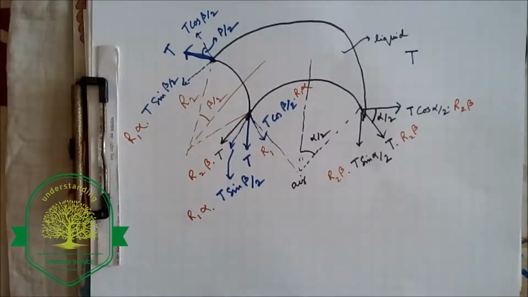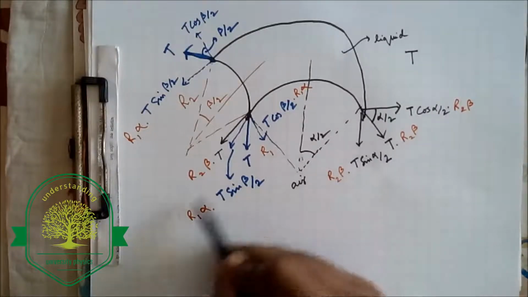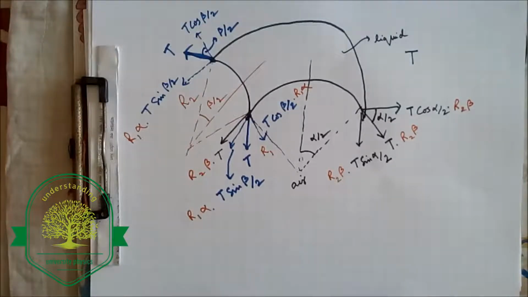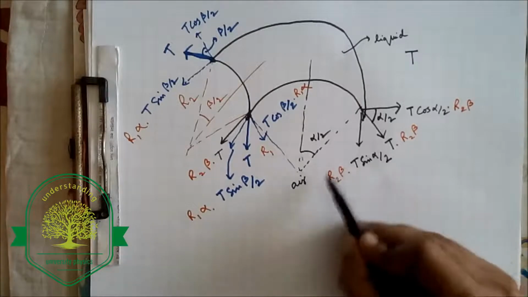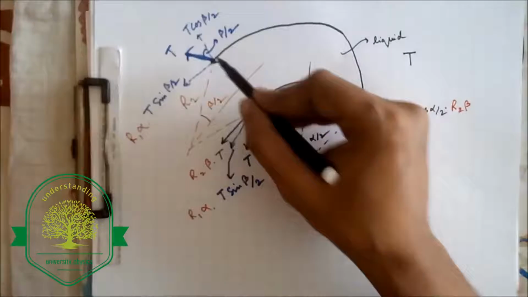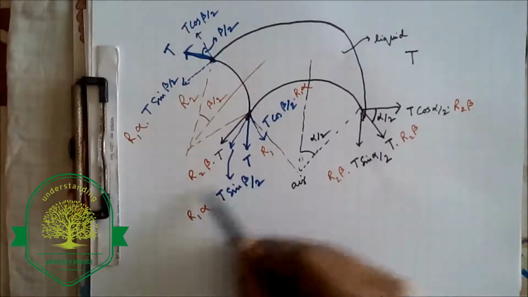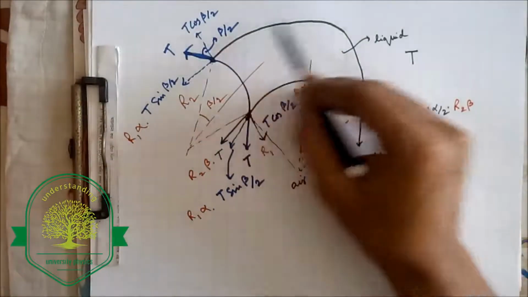So the net force that I am talking about here is this multiplied by 2 and this multiplied by 2. Why this multiplied by 2? Because this force comes from this side and also from this side. And same, why this multiplied by 2? Because this force comes from this side and also from that side.